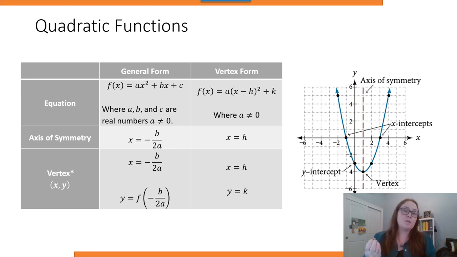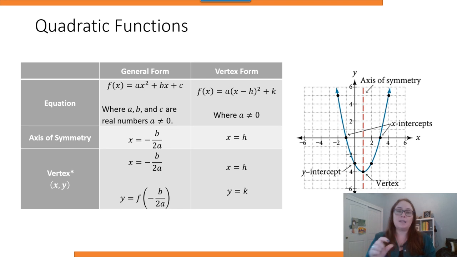The other form that we will sometimes see is called the vertex form. And this is a nice way of writing it because you can see the actual x and y coordinates of the vertex in this equation, in this form. And there's not really any calculations that you have to do if you're given the equation in this form. So it's a really nice one for that reason. And so it's f of x equals some constant a times x minus h squared plus k.